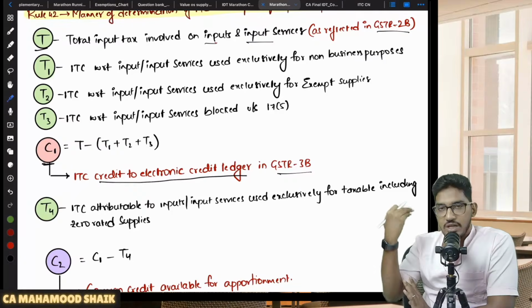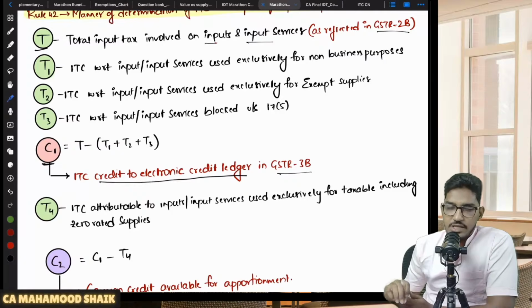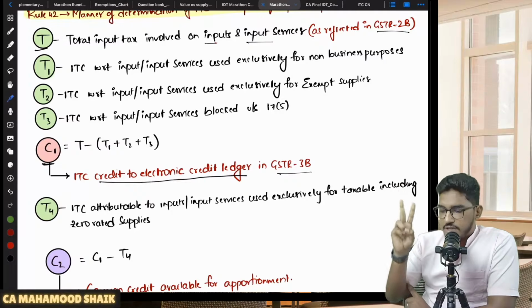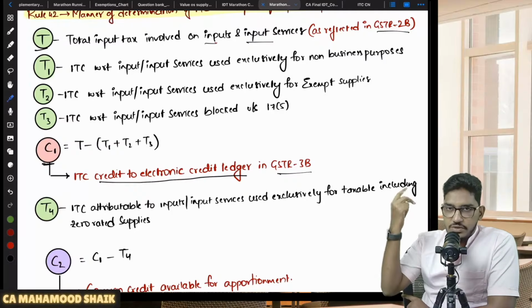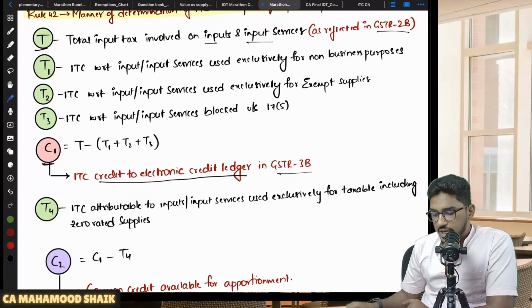So that's why from the total ITC, take out these three: T1 plus T2 plus T3. Calculate this total figure. What are T1, T2, T3? T1 is for inputs or input services exclusively used for non-business purposes. T2, inputs or input services used exclusively for exempt supplies. T3, ITC blocked. So these three you have to take out from T.